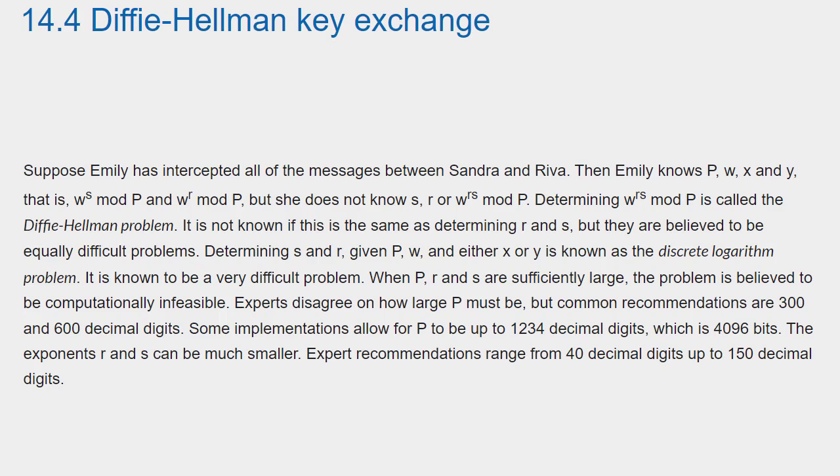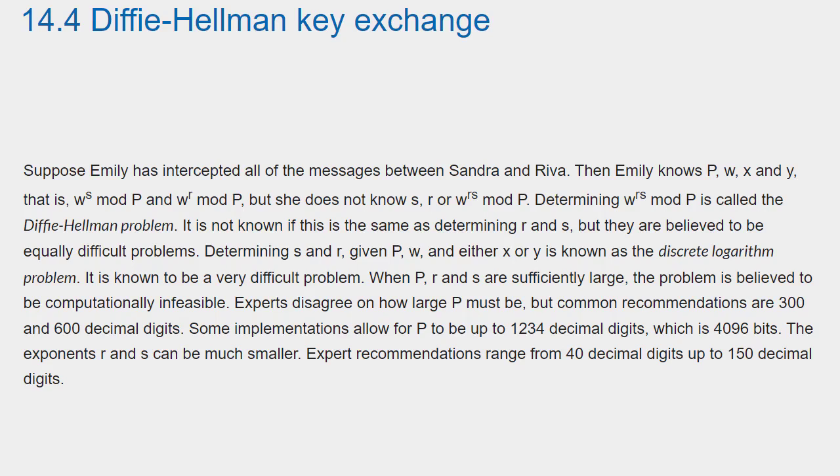It is not known if this is the same as determining R and S, but they are believed to be equally difficult problems. Determining S and R, given P, W and either X or Y, is known as the discrete logarithm problem. It is known to be a very difficult problem. When P, R and S are sufficiently large, the problem is believed to be computationally infeasible. Experts disagree on how large P must be, but common recommendations are 300 and 600 decimal digits.